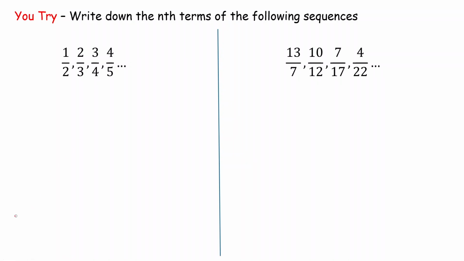Let's look at the first one. Again, nth term of the sequences. We've got 2 separate sequences because we've got a fraction. Let's consider the top part first. So let's consider this part to begin with, which is 1, 2, 3, 4.